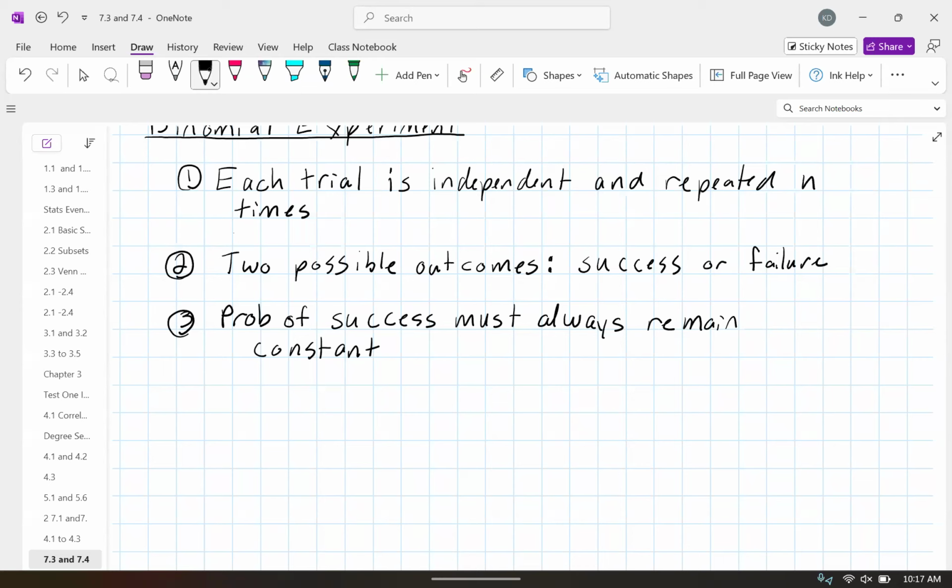There is a little caveat. If we have a big enough population and our trials technically aren't independent, if our population is big enough, the probability difference is so small that we treat them as independent. They're close enough.